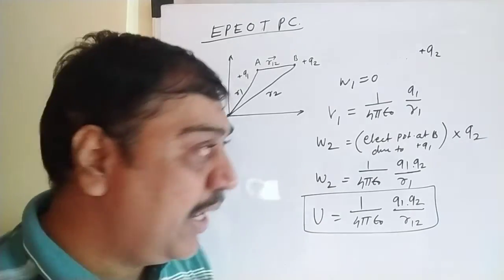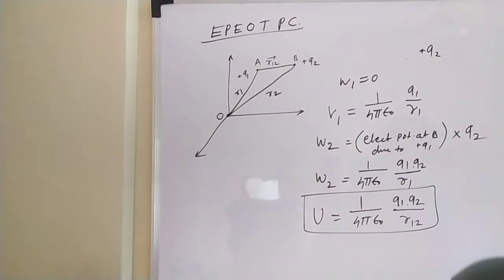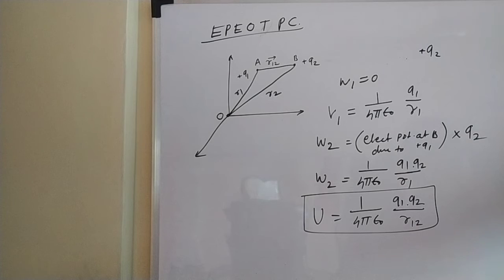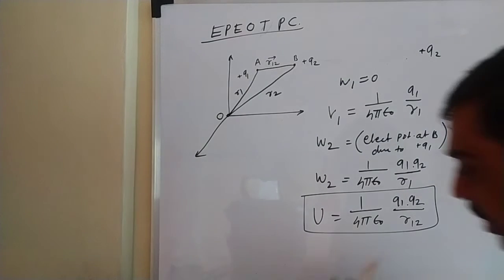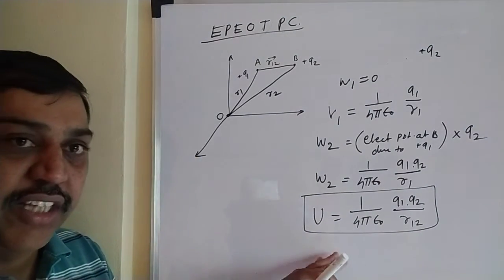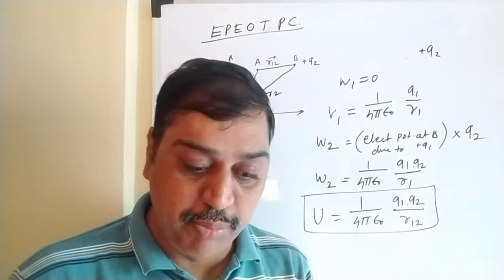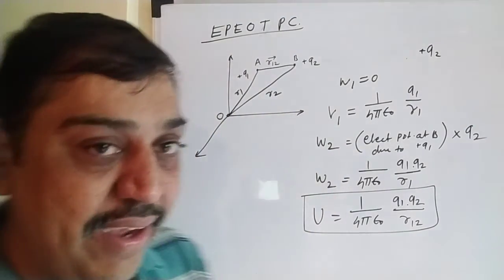Same thing here. Suppose there are n number of charges. Just as we found the electric potential energy due to two charges, we want to find the electric potential energy due to n number of charges. How can we find it? That we have to see here. This is the electric potential energy due to 2 charges, and suppose this is W2 that we have found.